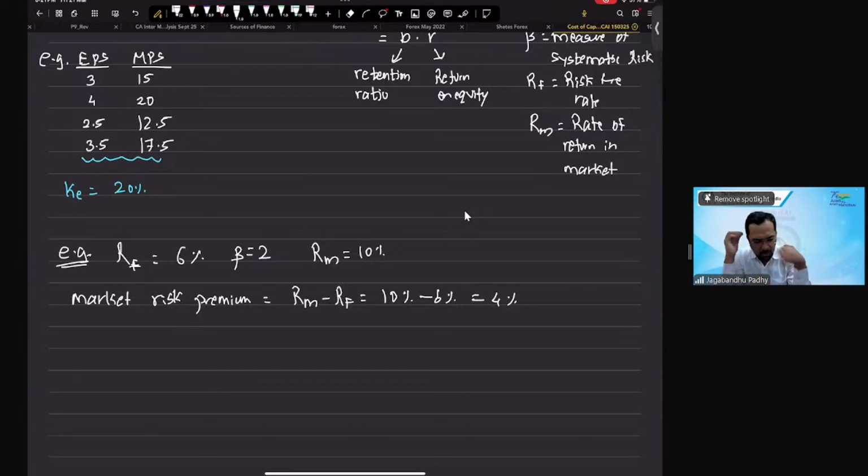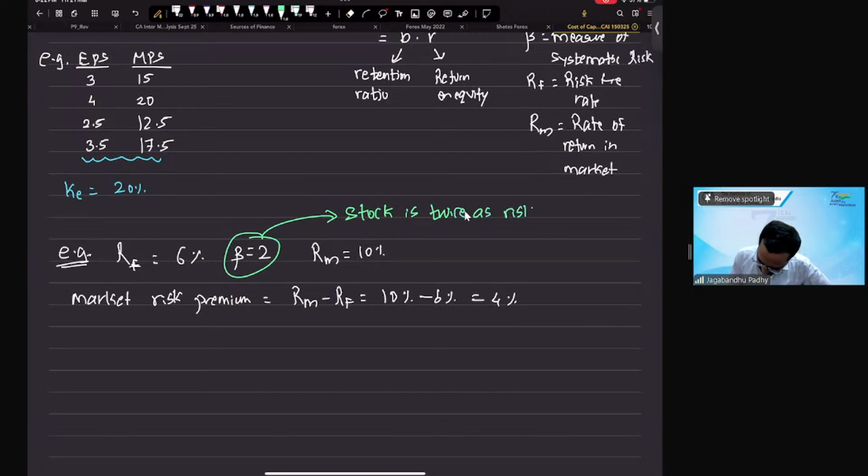Now, do you think that this 4% would come to you without any risk? Do you think that this 4% that you're getting from the market as a whole, on an average, is coming free of cost? No. Obviously, there is some amount of risk. Now, as compared to the market, if I say that my stock is risky to some extent, like in our case, beta equal to 2, this simply means that the stock is twice as risky as the market.